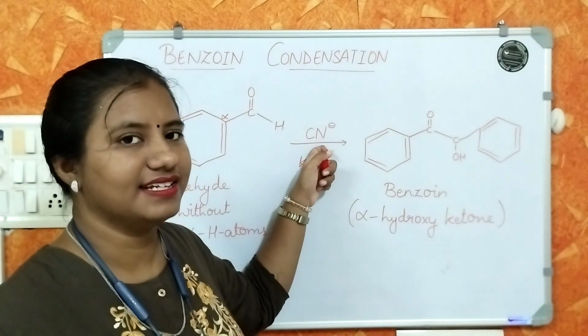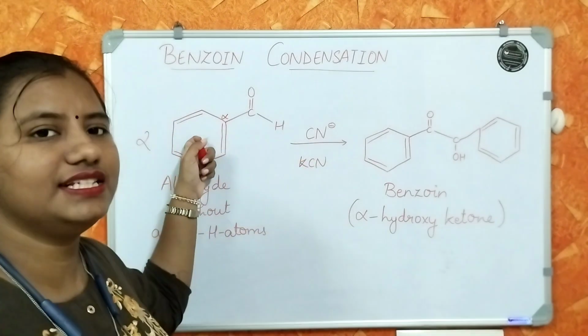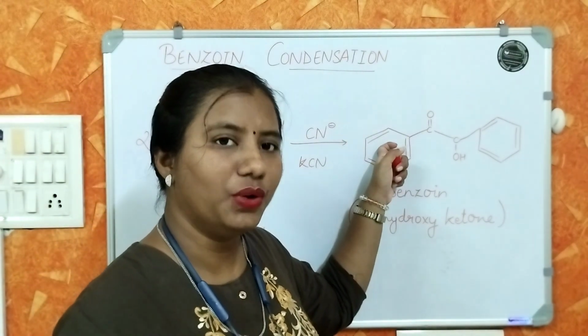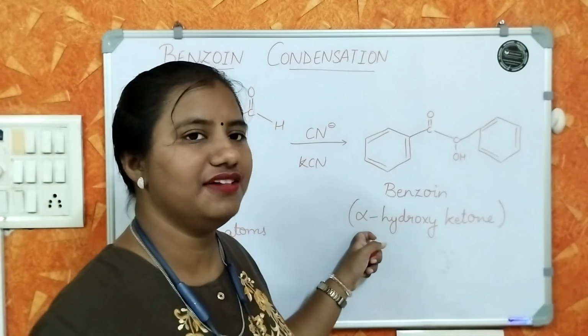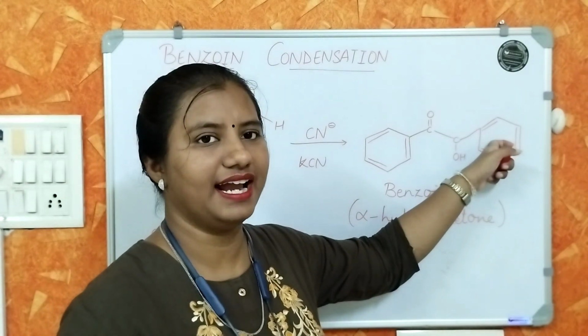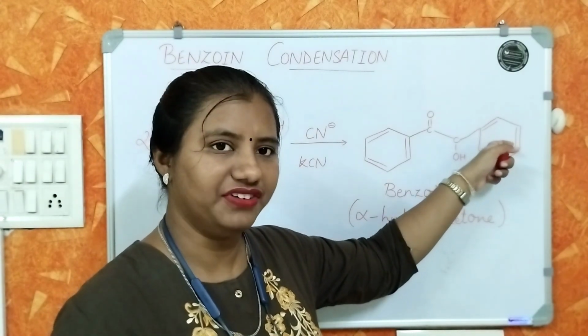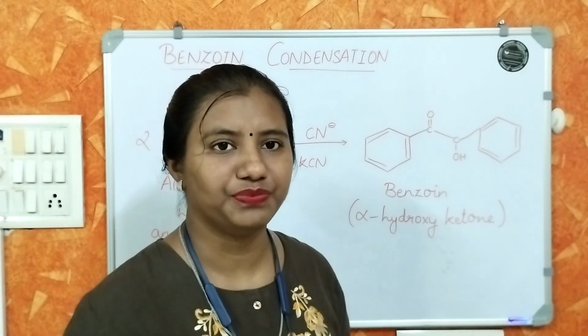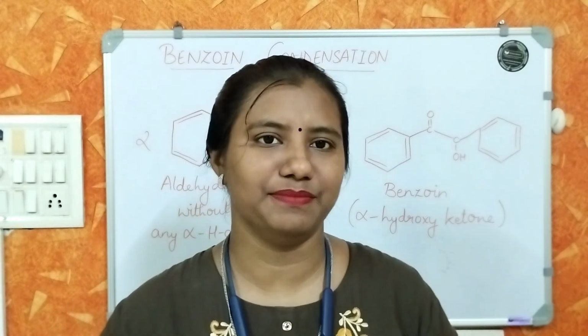This cyanide ion is going to help convert these two molecules of an aldehyde into a benzoin. Now what is benzoin? Benzoin is alpha hydroxy ketone. That means the two molecules of an aldehyde get converted into a benzoin molecule, that is alpha hydroxy ketone. Now let's check out the mechanism behind this.